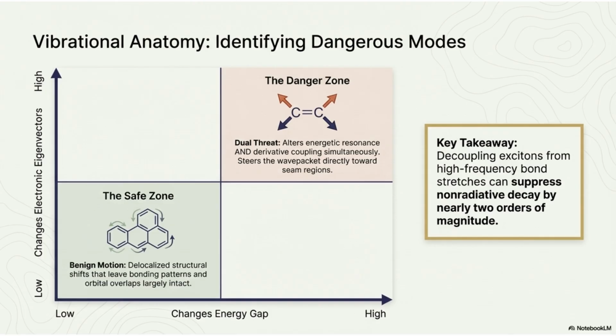In vibrational anatomy, we identify dangerous modes. The danger zone involves motion that simultaneously alters energetic resonance and derivative coupling. The safe zone includes benign motion that leaves bonding patterns and orbital overlaps largely intact. Decoupling excitons from high-frequency bond stretches can suppress non-radiative decay by nearly 2 orders of magnitude.